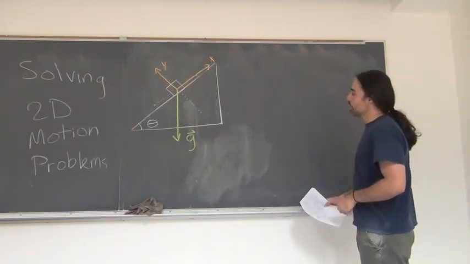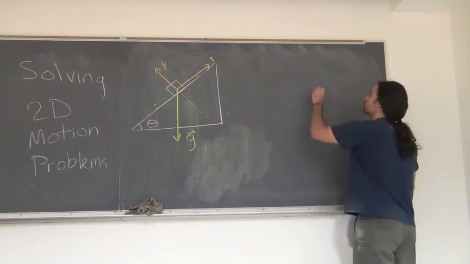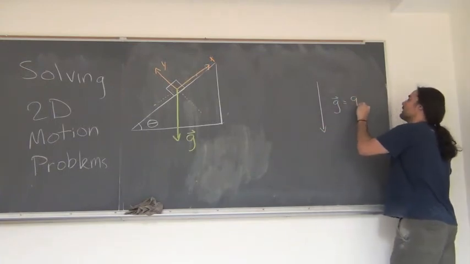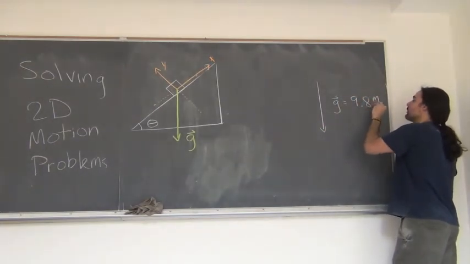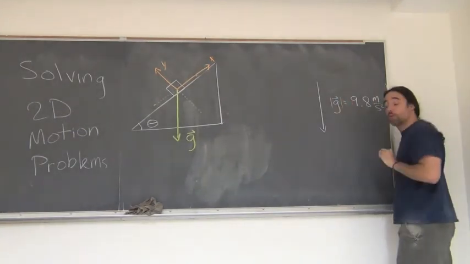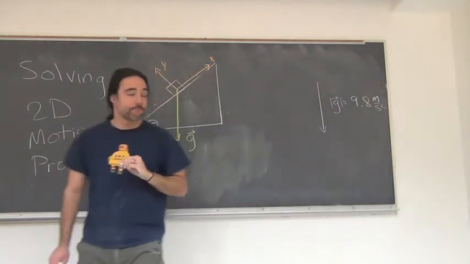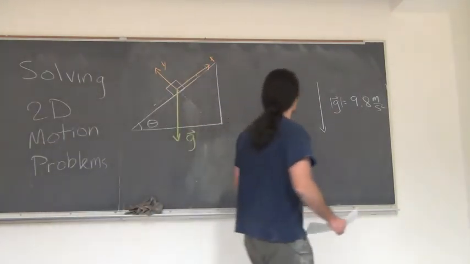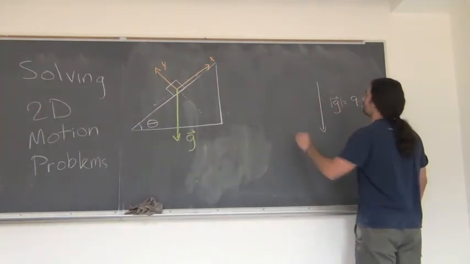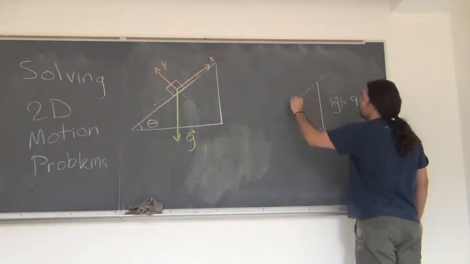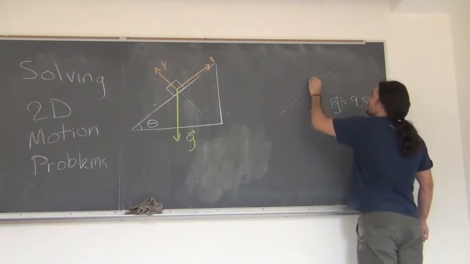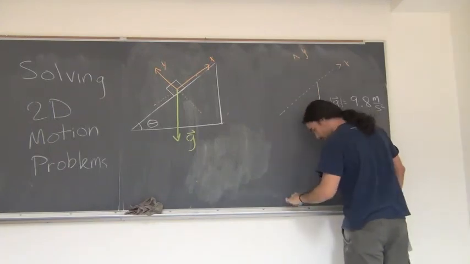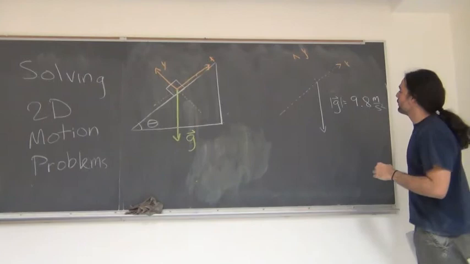So what is g doing exactly? Well, g is coming down like this. As we said many times before, its magnitude is 9.8 meters per second squared. But it has two components. There's an x component and a y component. And that's your x direction, that's your y direction. We want to break g up into those components.